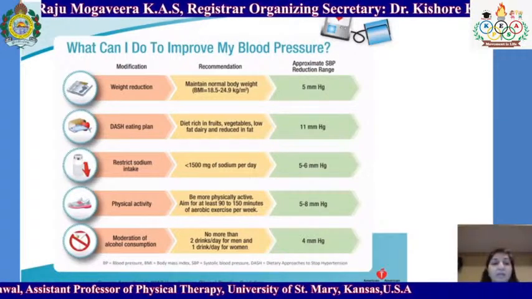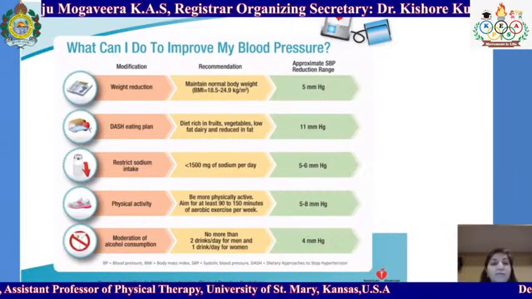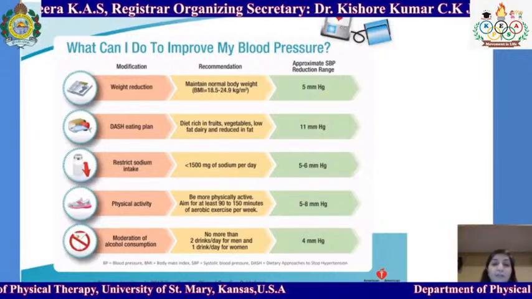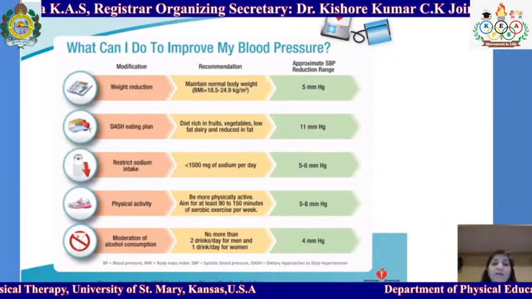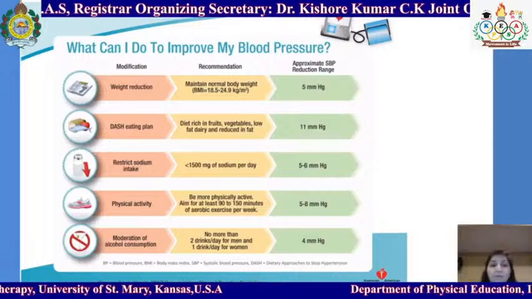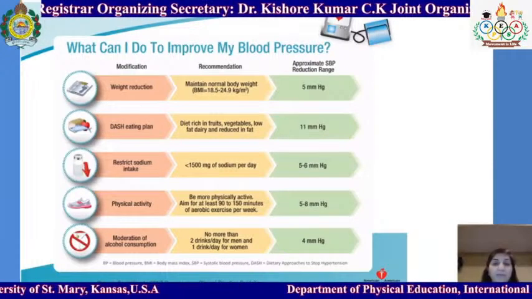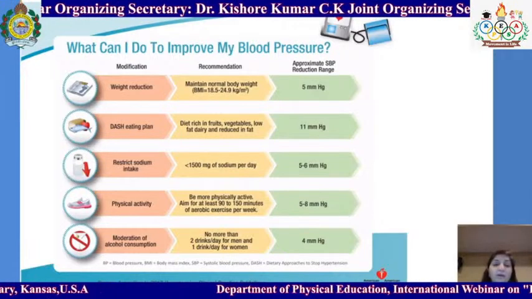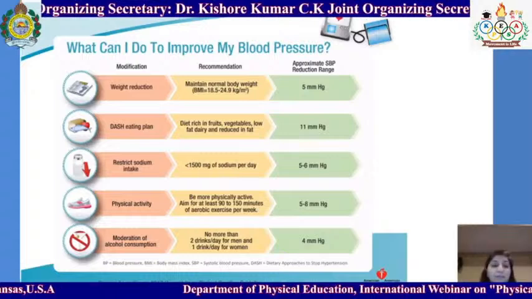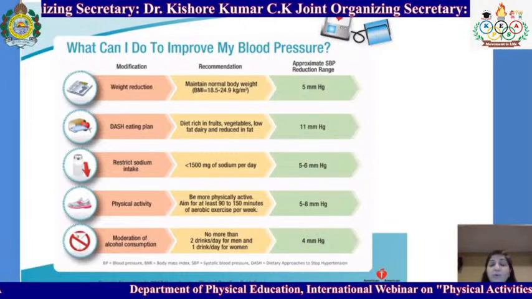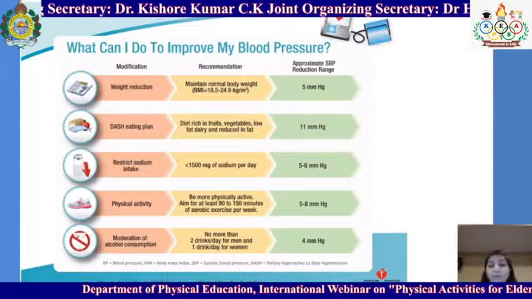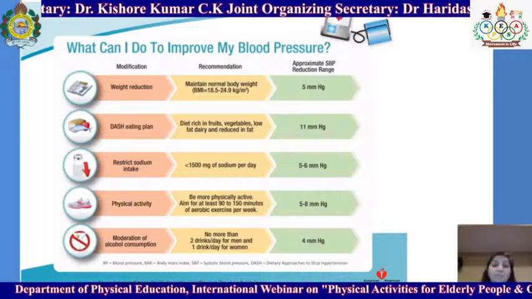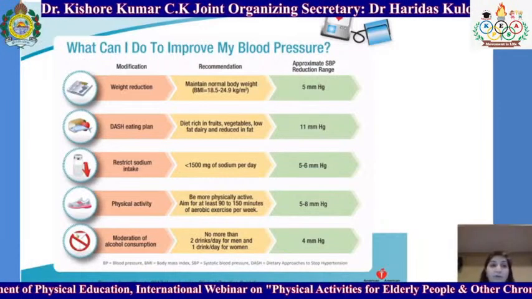Also, restricting sodium intake to less than 1500 milligrams of sodium per day can actually lower your blood pressure, again by 5 to 6 millimeters of mercury. Physical activity has proven to be really helpful with reducing the blood pressure. Also, lowering the alcohol consumption, not taking more than two drinks per day for men and one drink per day for women, can also help reduce the blood pressure by about 4 millimeters of mercury.